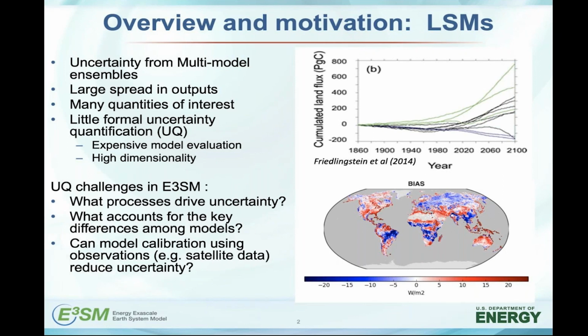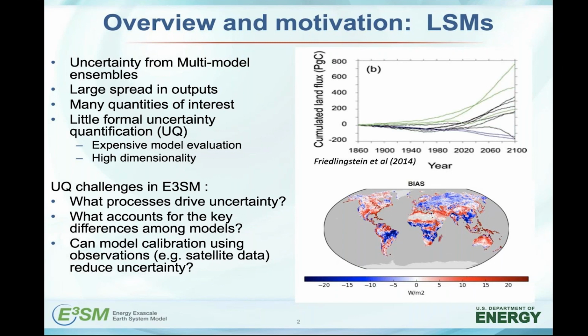And on the upper right is an example of the cumulative land carbon flux from 1860 up through 2100. And you can see within the latter part of this century, the models diverge quite a bit, so that you can either have a sink or a source of carbon by the end of the century, depending on the particular model. And so that's just, of course, one of the quantities of interest that we were looking at in the outputs of these models.